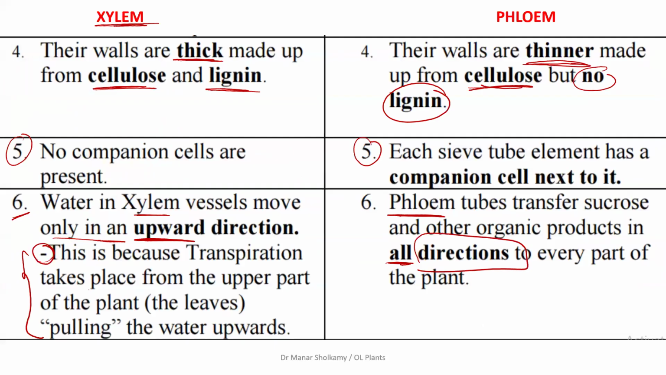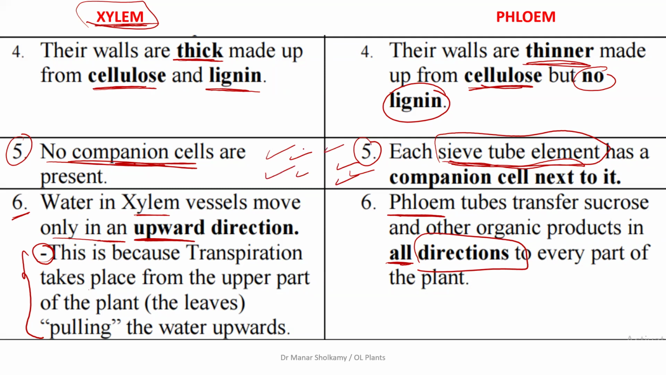I'll go back to the table because I wanted to go back to number 5 that we said we will talk about later. In the xylem, no companion cells, but in the phloem, each sieve tube element, which means each phloem cell, it's another name for a phloem cell, has a companion cell next to it. So I hope now number 5 is clear. That's it. You just need to know that there is a companion cell in phloem and no companion cell in xylem.